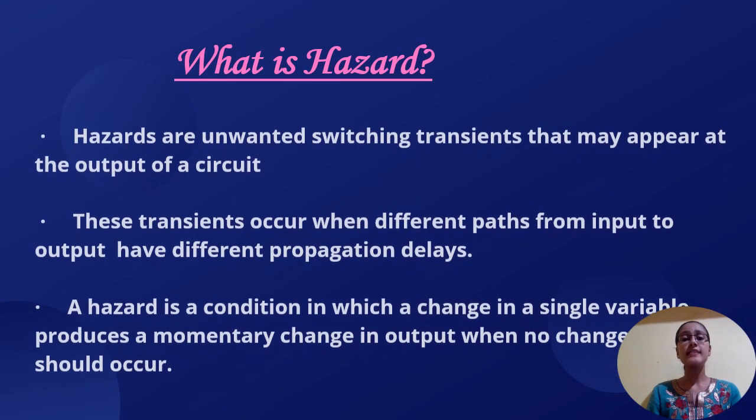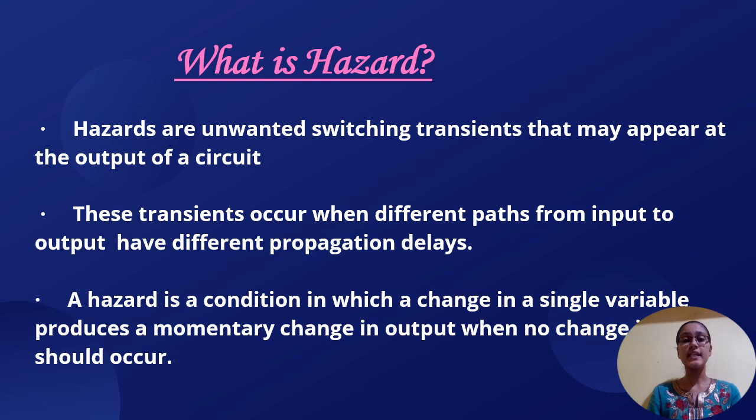To begin with, what is a hazard? Hazards are unwanted switching transients that may appear at the output of a circuit. Switching transients are nothing but abrupt changes of state. These transients occur when different paths from input to output have different propagation delays. A hazard is a condition in which a change in a single variable produces a momentary change in output when no change should occur.